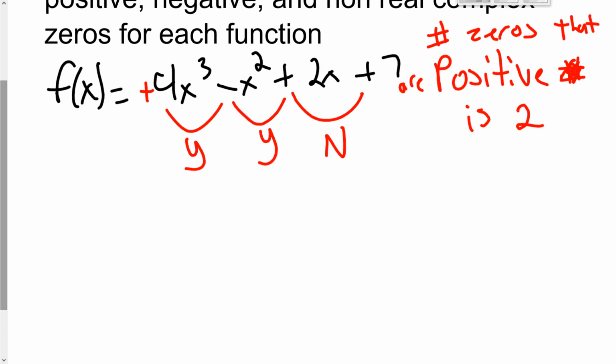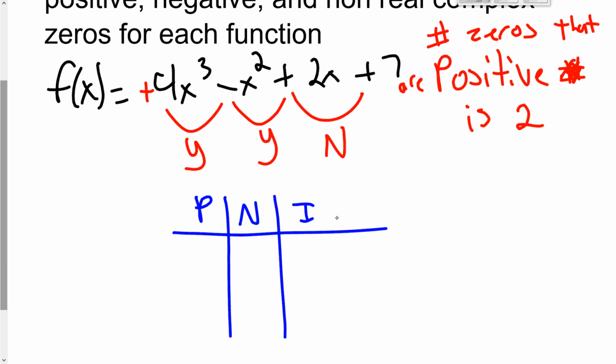So what I do is I just make a chart. So you have positives, you have your negatives, and then you have your imaginary, and then you have your total. Okay, so we look at the degree. The degree always gives us our total, right? That's what we learned from before about the fundamental theorem of algebra, the number of zeros theorem, right? So this one gives us 2 positives, and then it decreases in order by 2's.